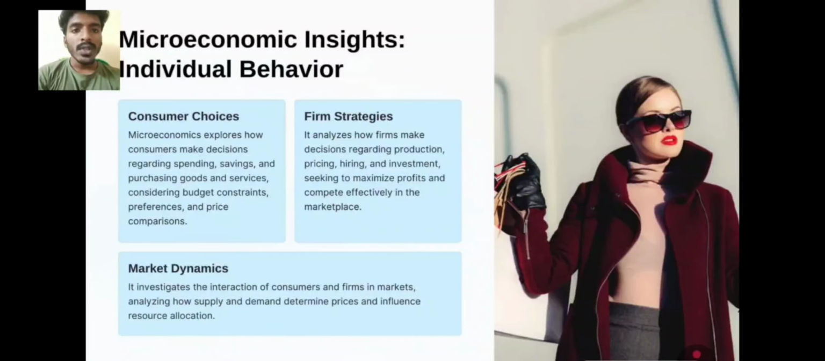Microeconomic insights, individual behavior. Consumer choices. Microeconomics explores how consumers make decisions regarding spending, savings, and purchasing goods and services, considering budget constraints, preferences, and price comparisons. Firm strategies. It analyzes how firms make decisions regarding production, hiring, pricing, and investment, seeking to maximize profits and to compete effectively in the marketplace. Market dynamics. It investigates the interaction of consumers and firms in markets, analyzing how supply and demand determine prices and influence resource allocation.